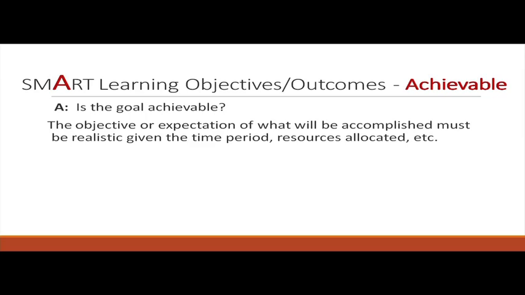SMART also needs A for achievable. Is the goal achievable? The expectation of what is to be accomplished must be realistic within the time period. So, is it really achievable? Whether the objective is achievable or not, we have to think about that. Can we get it done in the proposed time frame? Do I understand the limitations and constraints? Has anyone else done this successfully? Is this possible? This is the achievable part, the A in SMART.